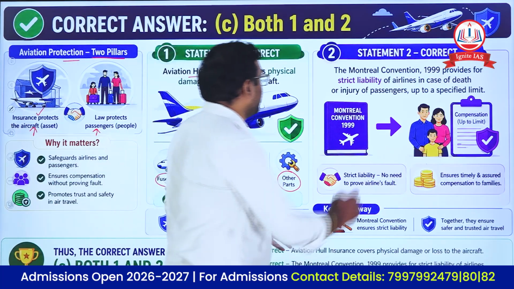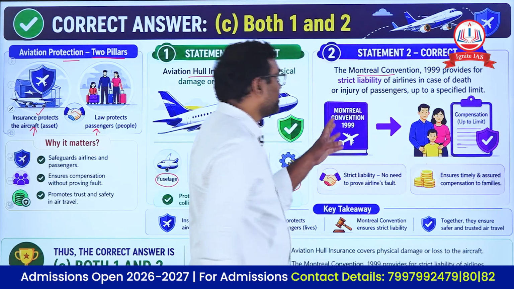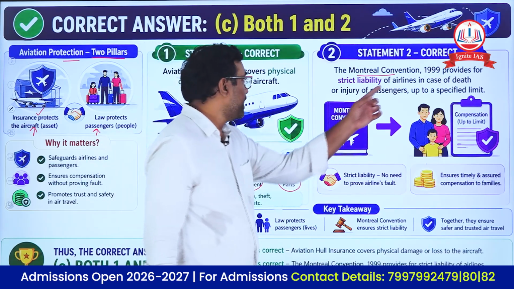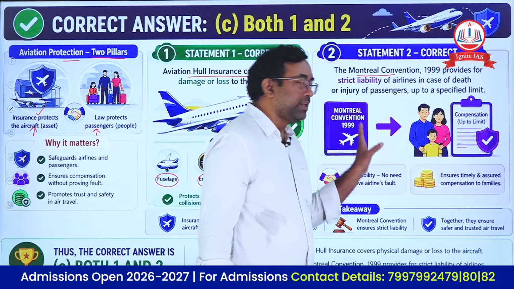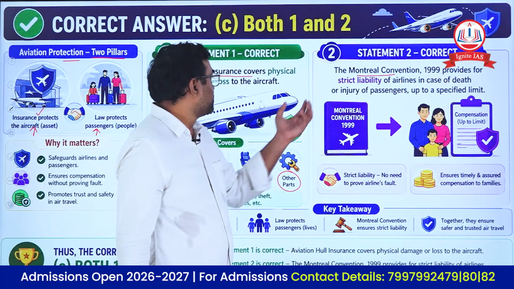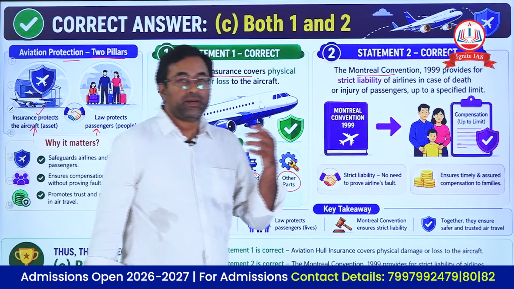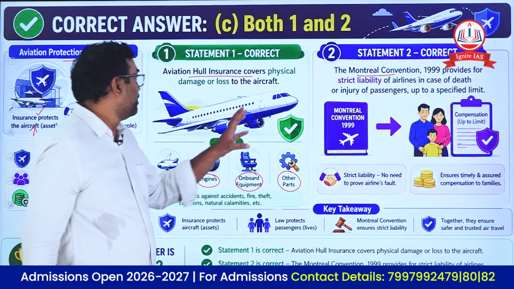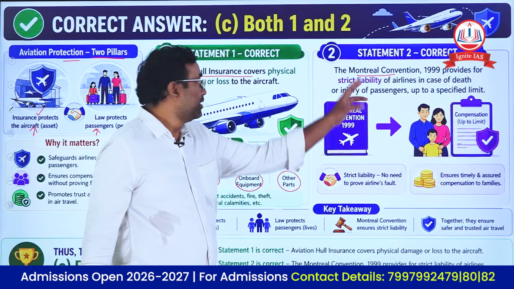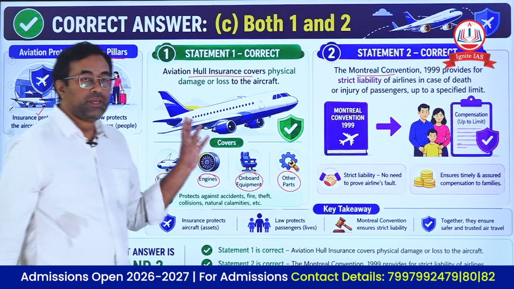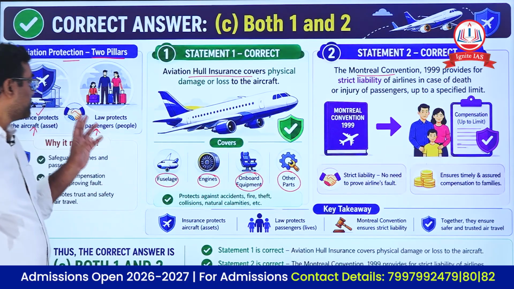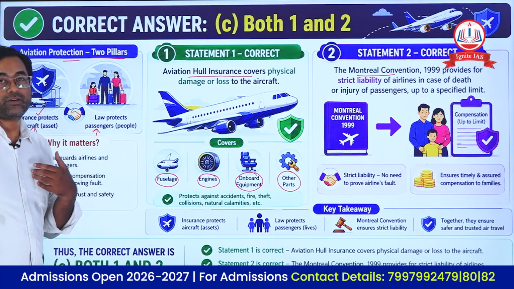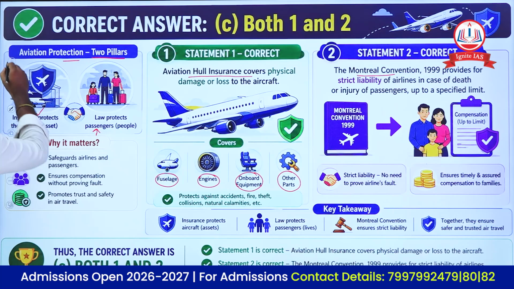The second statement says the Montreal Convention. This is one of the conventions which was signed and accepted by many countries in 1999. In case of airline crashes, the passengers who have died need certain compensation. The specified limit of compensation should follow this Montreal Convention. So here both statements are correct. These are the statements which were in the news and asked as a question. That is the point you need to remember.